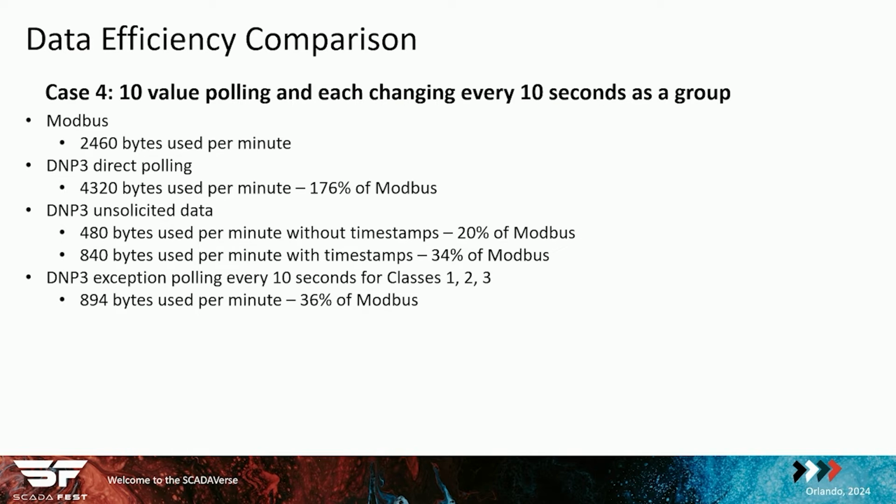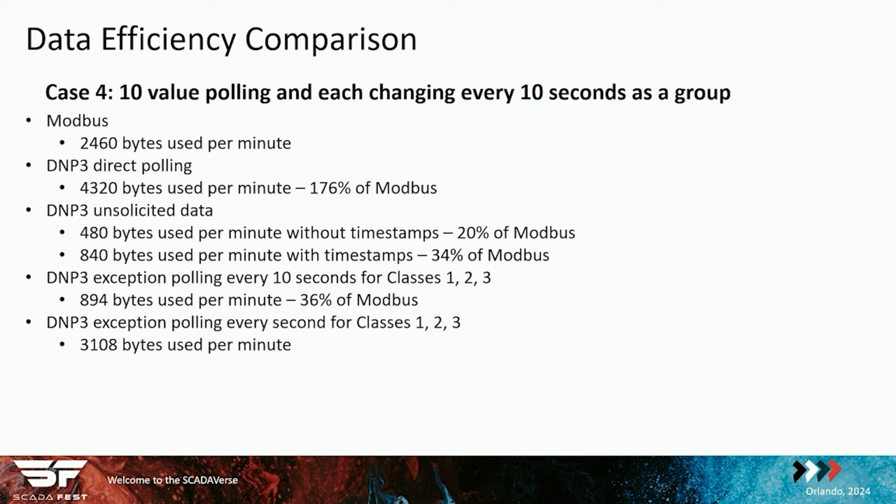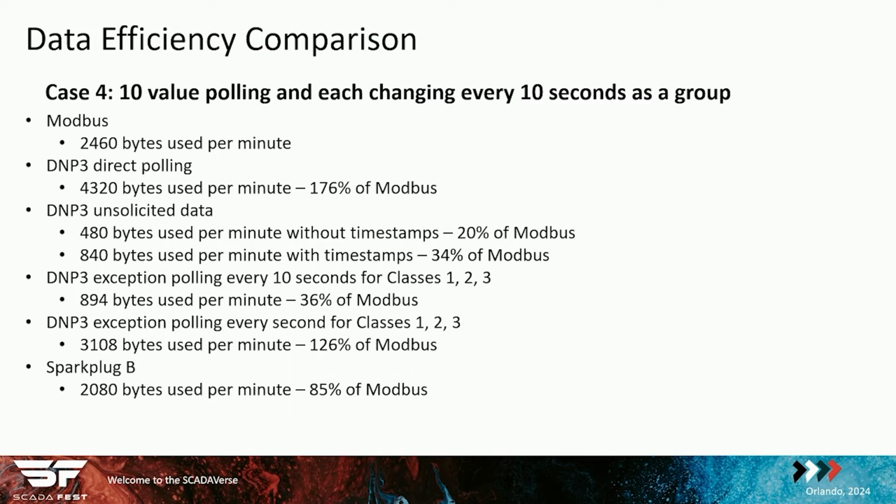Exception polling is still about 36% of Modbus. Exception polling every second is a little bit more than Modbus. And then Sparkplug B is about 85% of Modbus when you're doing 10 values changing every second and as a group. So like I said, this is actually sending one message with all 10 values in it every 10 seconds, not a smattering of messages. We'll see the math on that later, but like I said, DNP3 can still be the lowest and the highest all at the same time again.